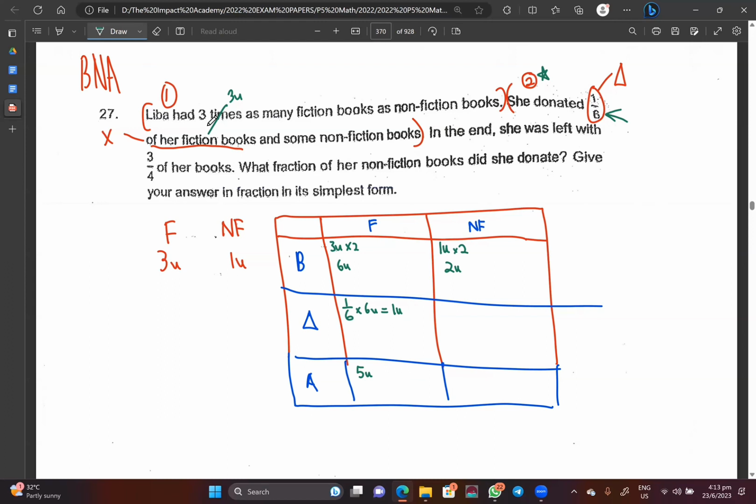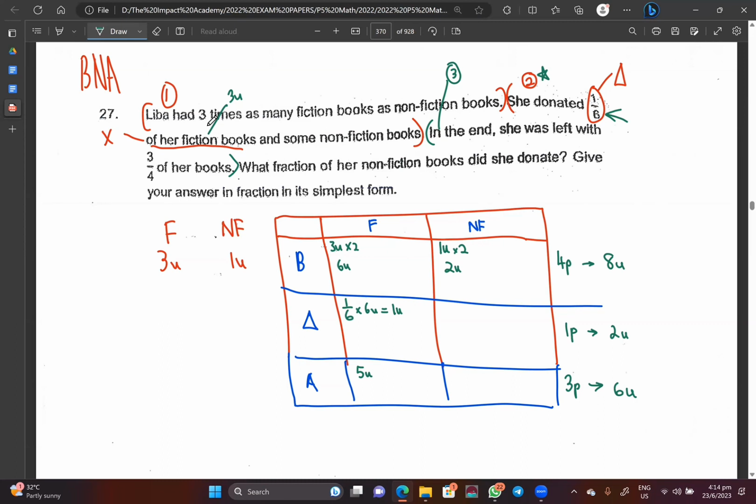Now, then we read sentence number 3. In sentence number 3, it says that in the end, she was left with 3/4 of her books. So 3/4 of her books, meaning to say 3 parts is over here. This will then be 4 parts, and then this will be just 1 part, okay? So we do not know how many non-fiction books are sold. Okay, but what I can see over here is that 4 parts is actually equal to how many units? 6 and 2. That gives me 8 units. So 1 part is actually equal to how many units? That is simply just 8 divided by 4, and we get 2 units. And this is actually 6 units.